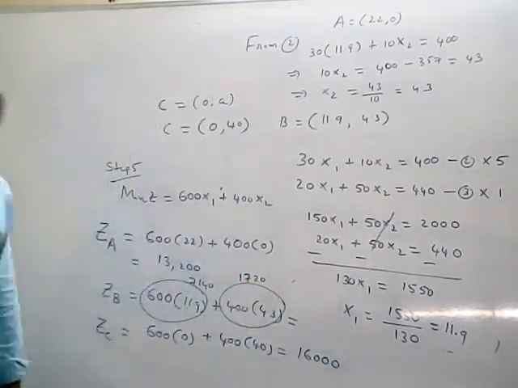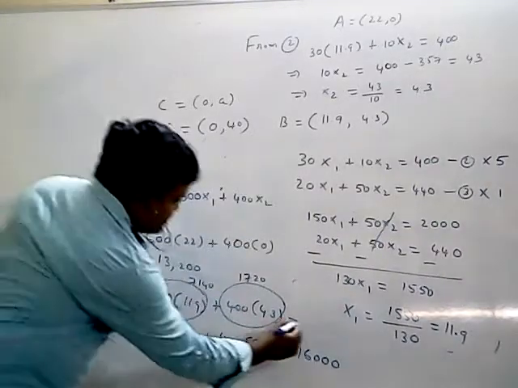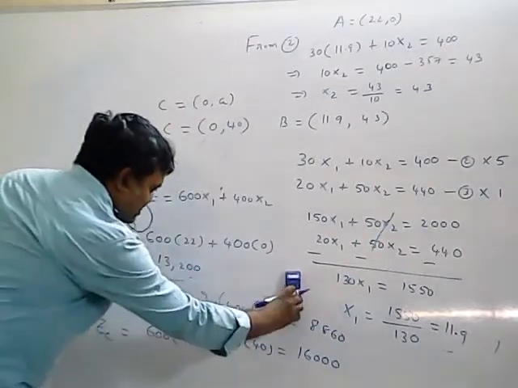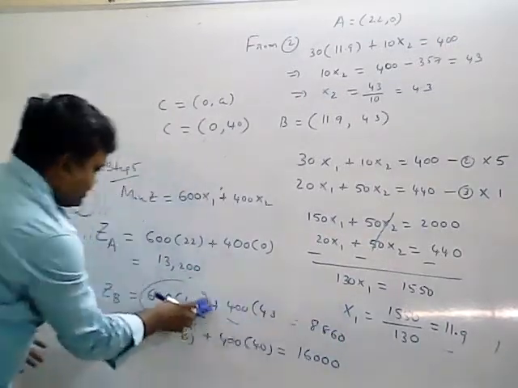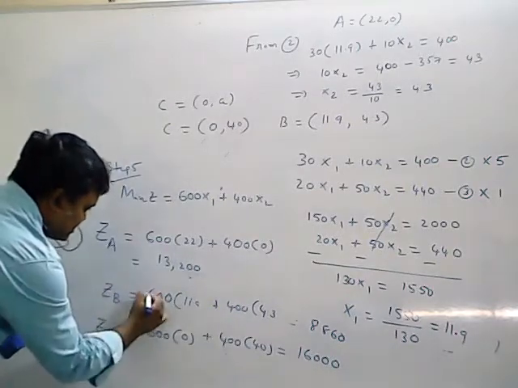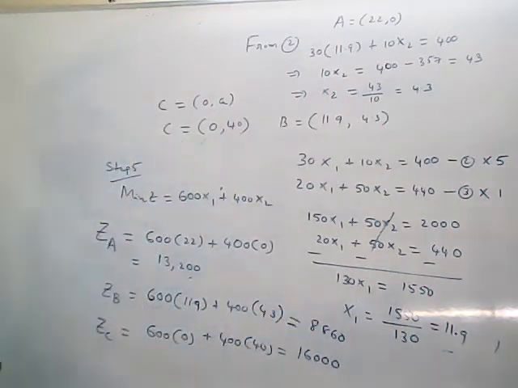So 1720 plus 7140, what value are you getting? 8,860. So I got 8,860. This is 600 into 11.9 plus 400 into 4.3, which is 8,860.